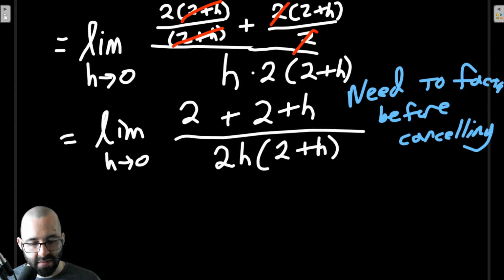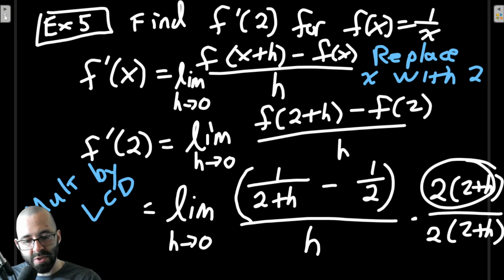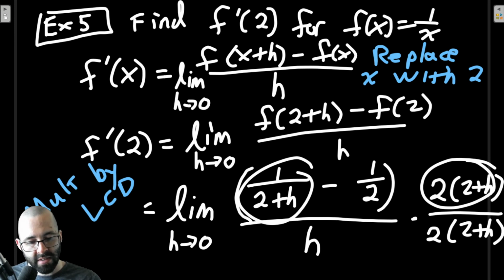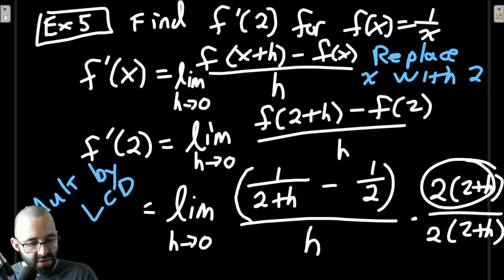All right. And the top is just going to become 4 plus h. And I'm actually a little confused as to something that happened over here. Let's just do a little recap right now, okay? So we use the definition. We plugged in x is equal to 2. 2 plus h becomes this fraction. 1 over x becomes this fraction. And we multiplied by the LCD on the top and the LCD on the bottom to eliminate the complex fractions.